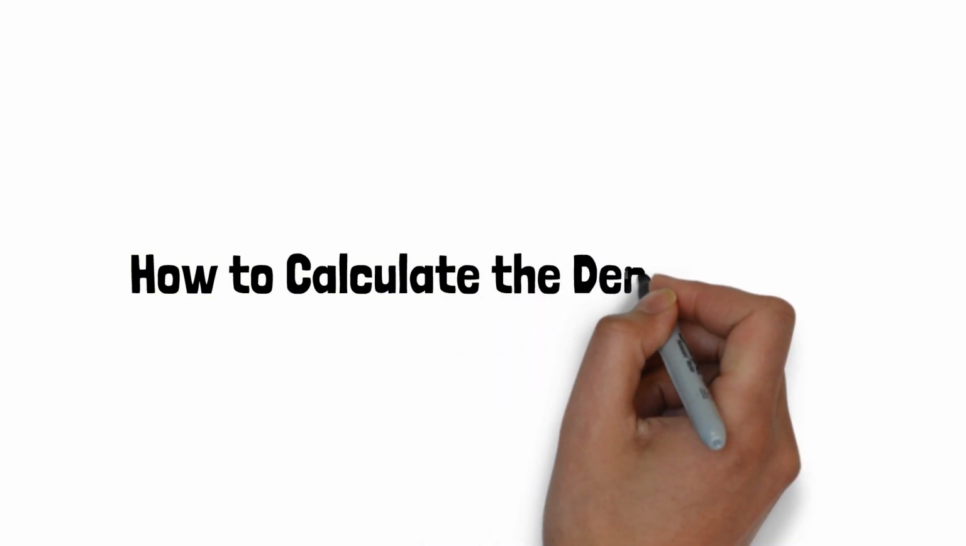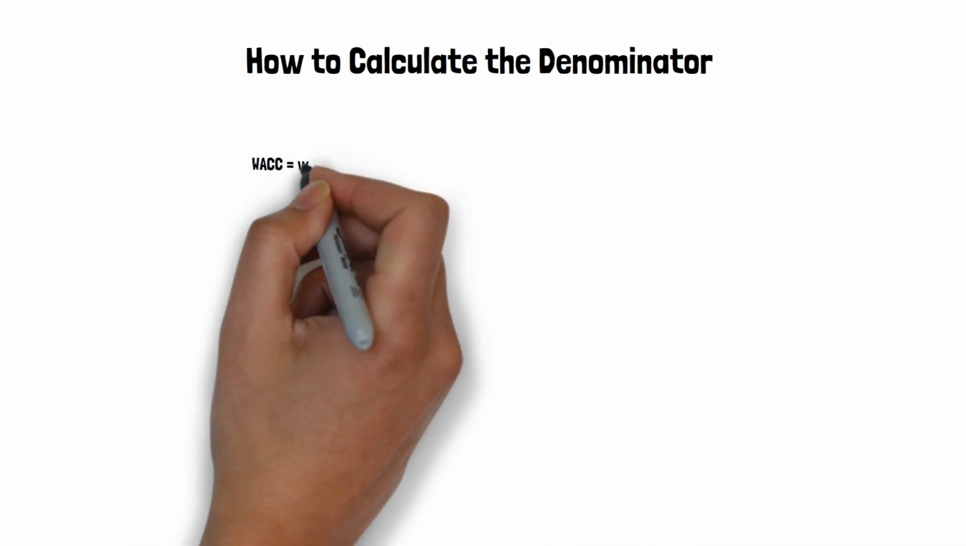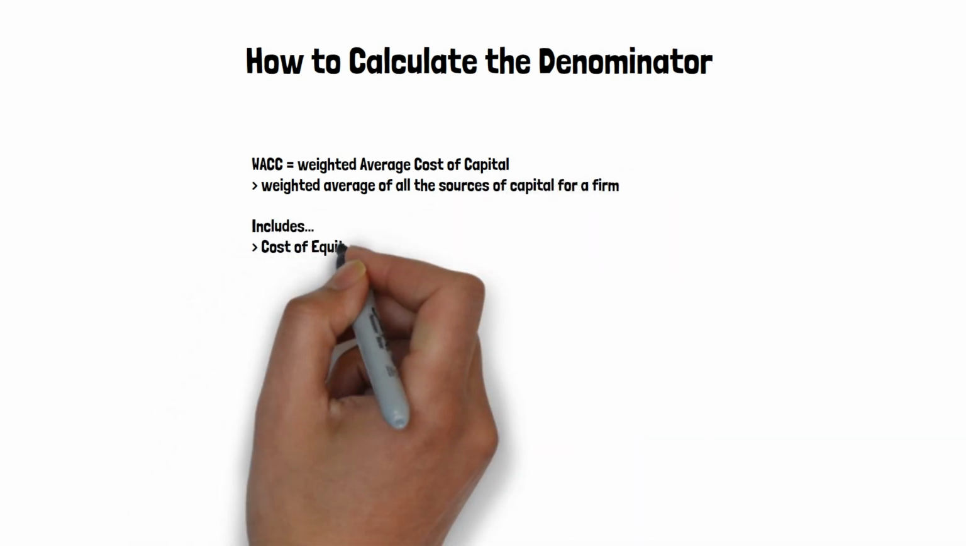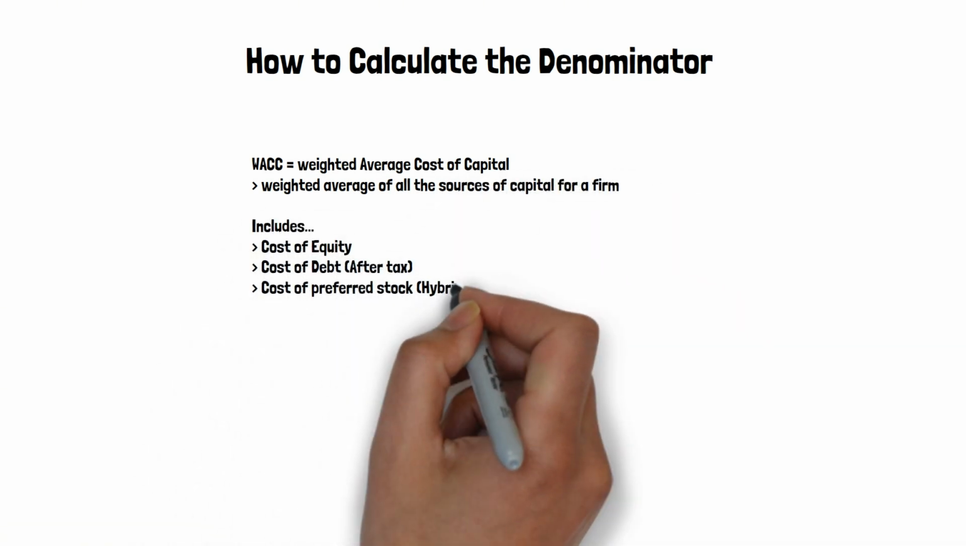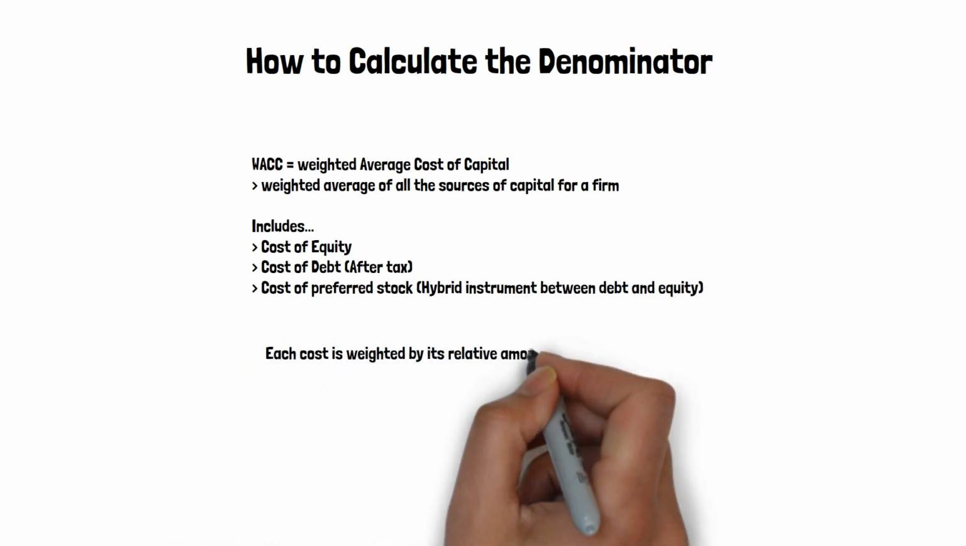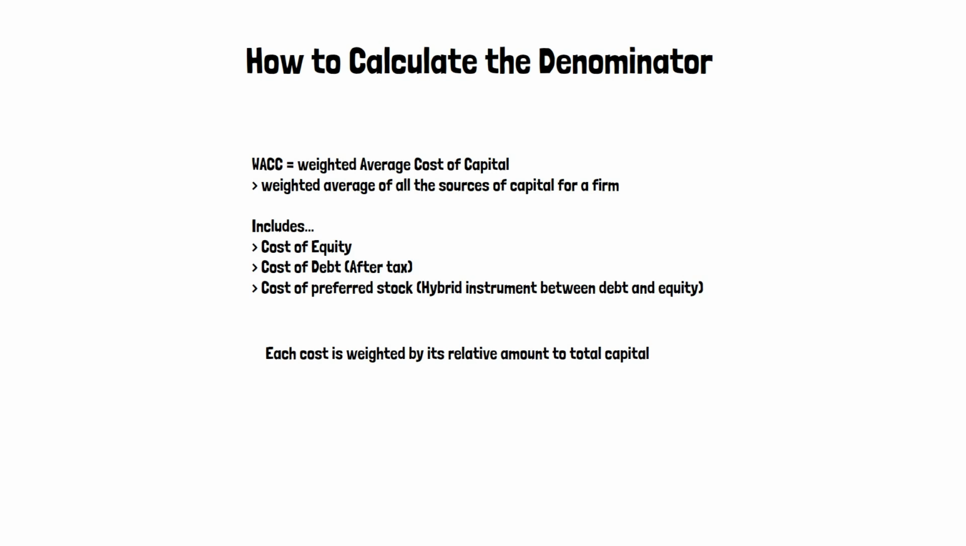How to calculate the denominator. The denominator is WACC, the weighted average cost of capital, which is the weighted average cost of each form of capital in the business. Generally speaking, it's the weighted average between your debt and your equity. Note that the debt is tax affected as the cost of equity is already an after-tax number.